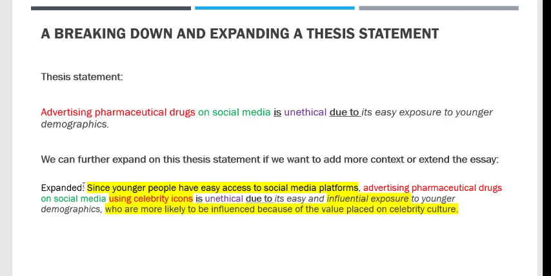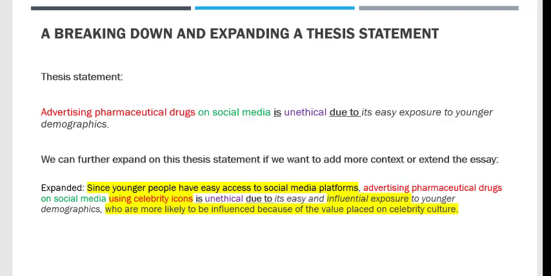So then I have "is unethical due to its easy," and then we added influential exposure to younger demographics. And now I want to give more of my argument: who are more likely to be influenced because of the value placed on celebrity culture. So that gives my position and my attitudes and beliefs about it, right? I talked about that before, why it's so important to brainstorm, because then it gives us where we stand on something, and then we can include that in our thesis statement naturally.